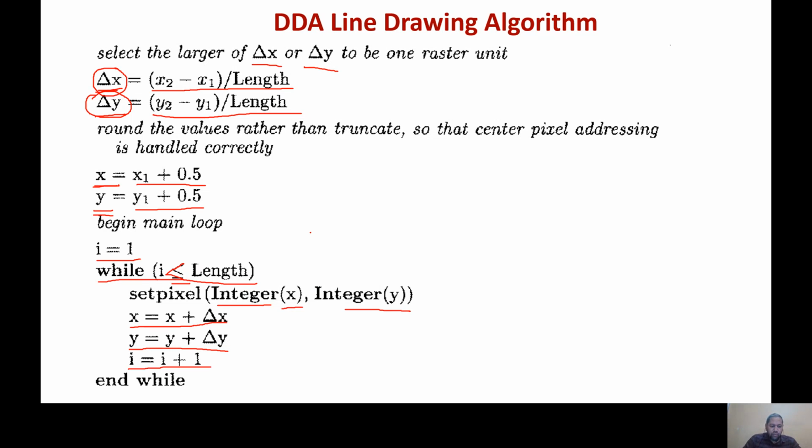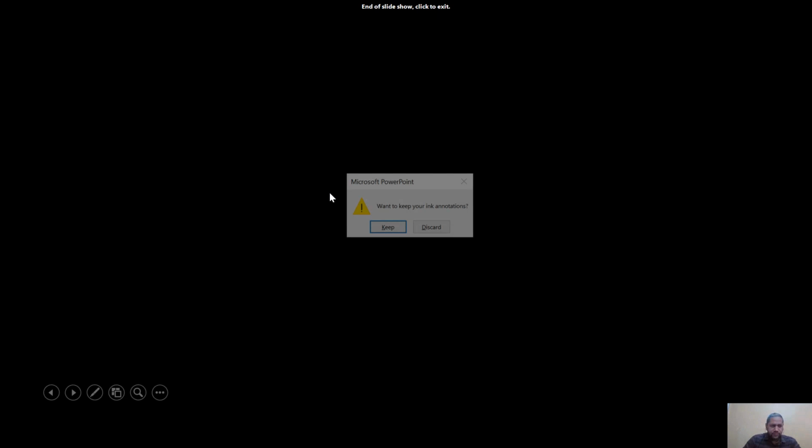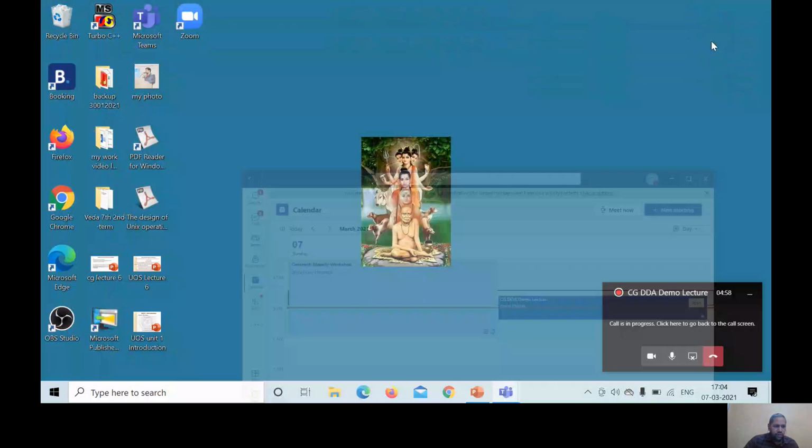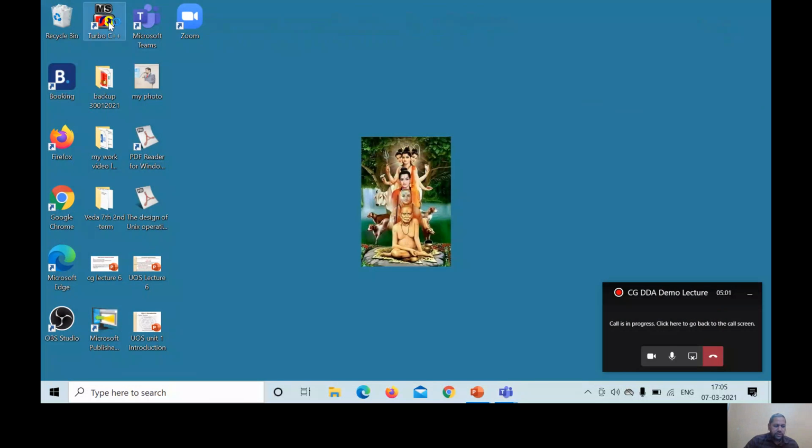Now we are going to move to the Turbo C editor, where I have written the program. Just 1 minute, I'm just opening the Turbo C editor here. Turbo C++.